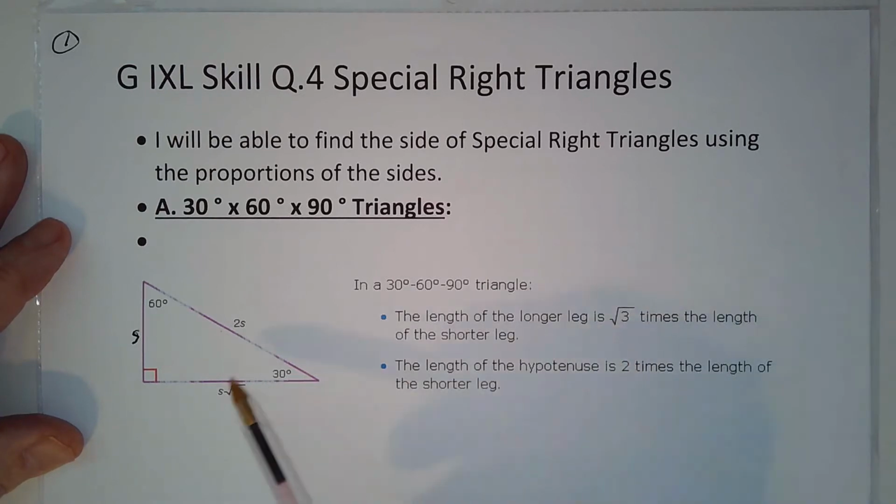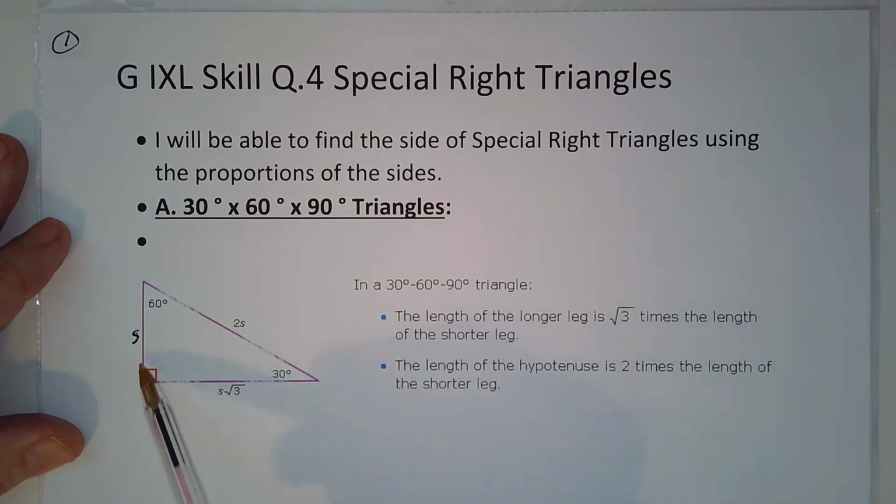So when we're talking about longer legs, remember that this side that says 2S is the hypotenuse. That's not the longer leg. It would be this one down here at the bottom. So you have a short leg, you have a long leg, and you have a hypotenuse. That's always the same with these. So the length of the longer leg is square root of 3 times the length of the shorter leg.